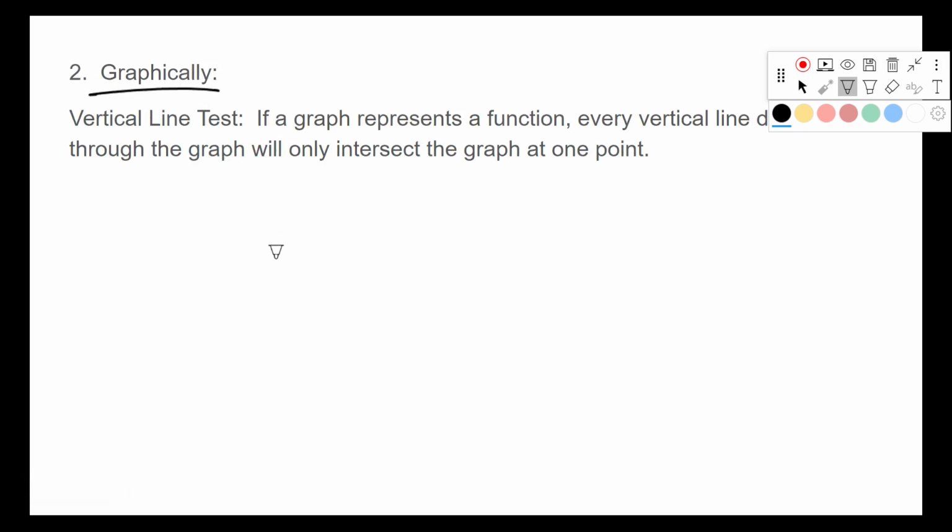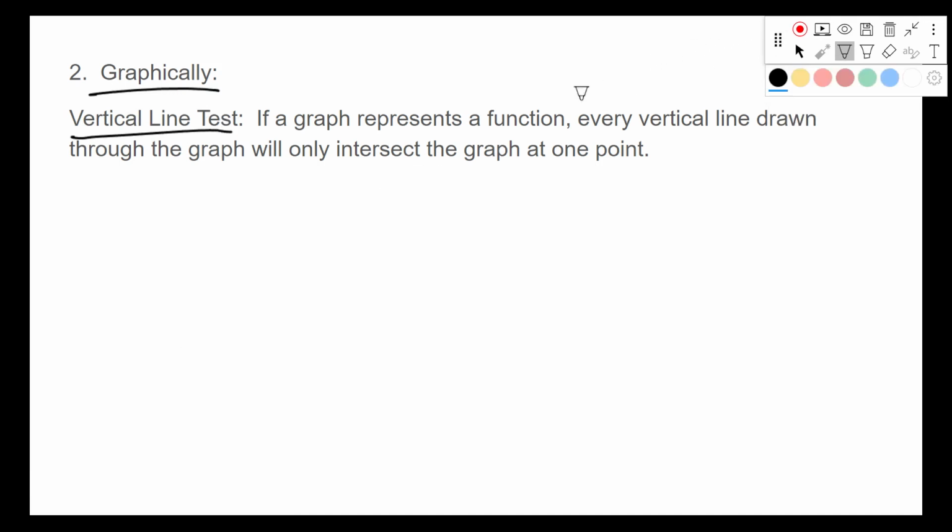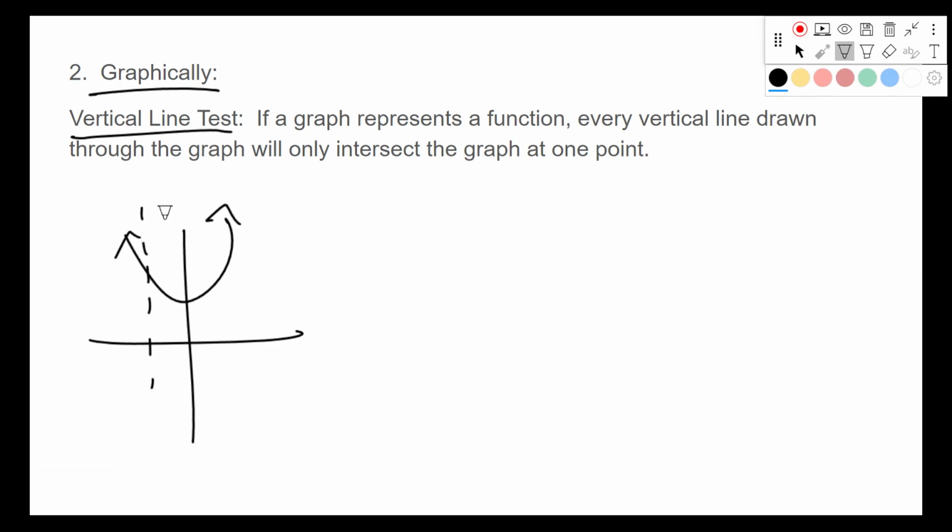The next way to do it is graphically. We decide if graphs are functions using the vertical line test. If a graph represents a function, then every vertical line drawn through the graph will only intersect the graph at one point. So if I draw this parabola, no matter where I draw a vertical line through this parabola, it will only intersect the parabola one time. This is a function. The parabola is a function.